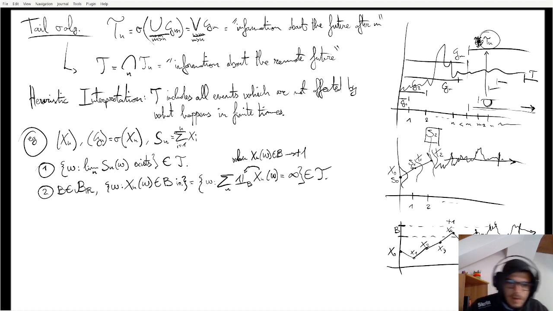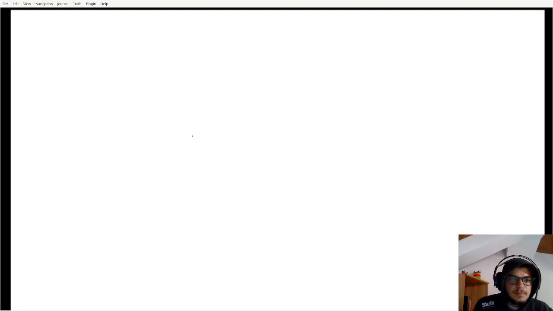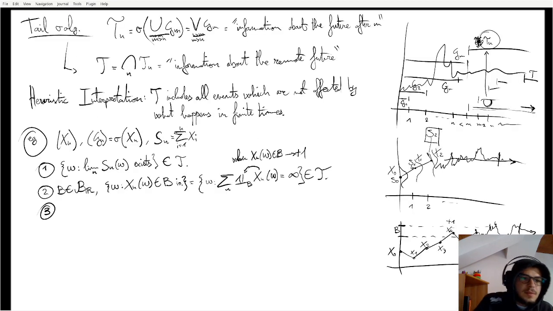Let's go with the following example. Okay, no problem. I just wanted to write a dot here. Okay, let's go with the third example, which is this one. It's the set of outcomes such that Sn of omega falls into the set B infinitely often.